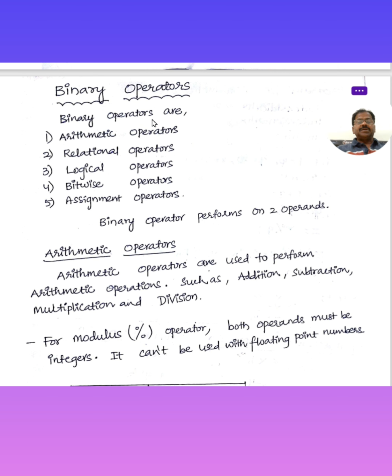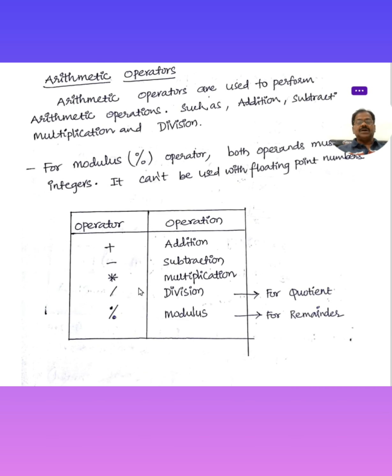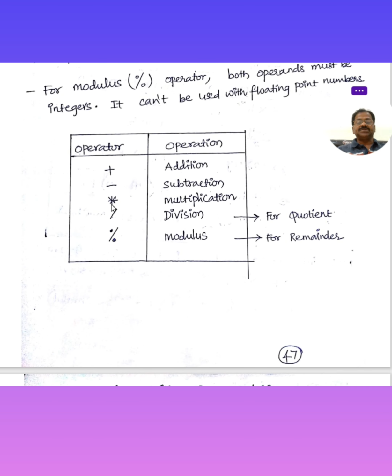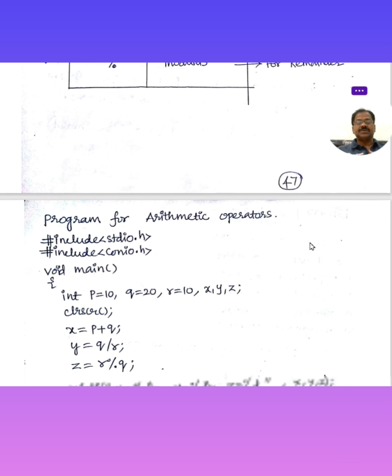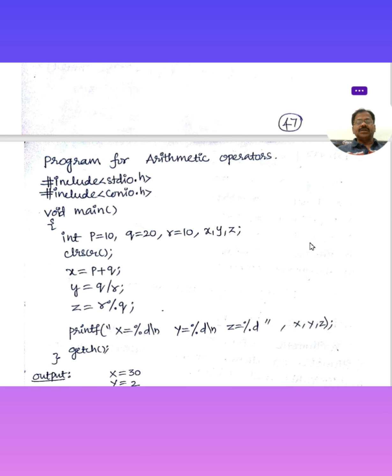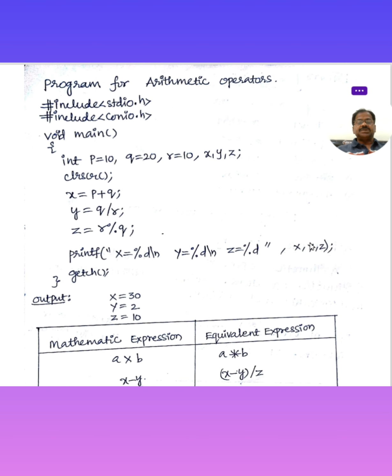Binary operators are classified into arithmetic operators, relational operators, logical operators, bitwise operators, and assignment operators. The arithmetic operators are plus, minus, asterisk for multiplication, and division. The division operator gives the quotient, and the modulus operator gives the remainder. To evaluate an expression, we use these arithmetic operators.